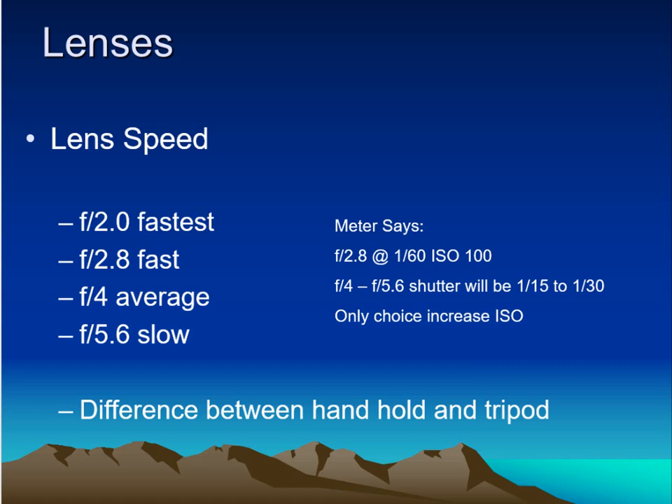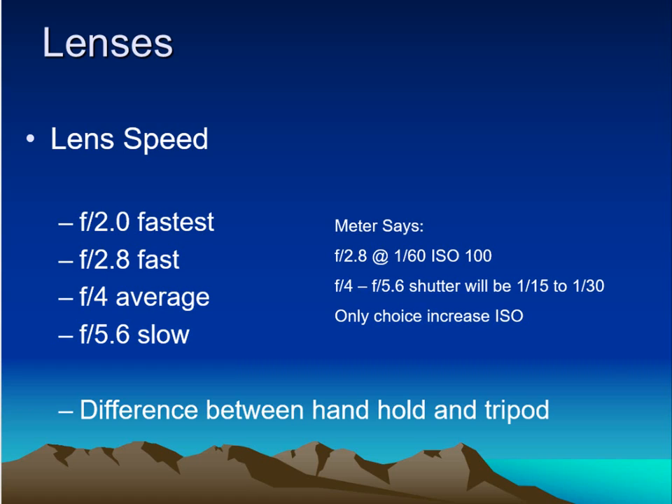Well, the wider your widest aperture is, the more light can come in and allow a faster shutter speed. So here's an example. I've got f2.8 at 1/60th, ISO 100, if that's what the meter said with my f2.8 lens. But if I put on an f4 to an f5.6, the shutter becomes 1/15th to 1/30th because less light is coming in, so you get a slower shutter speed. So really your only choice in cases like this is to increase the ISO to get the shutter speed back up where you can continue to hand hold.